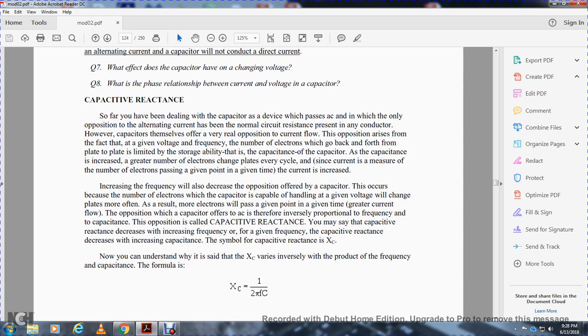Capacitive reactance. So far, you have been dealing with a capacitor with AC, but only with the normal circuit resistance present in the conductor. However, the capacitor has its own very real opposition to current flow. The opposition arises from the fact that, at a given voltage frequency, the number of electrons going back and forth from plate to plate is limited by the storage ability, or capacitance, of the capacitor.